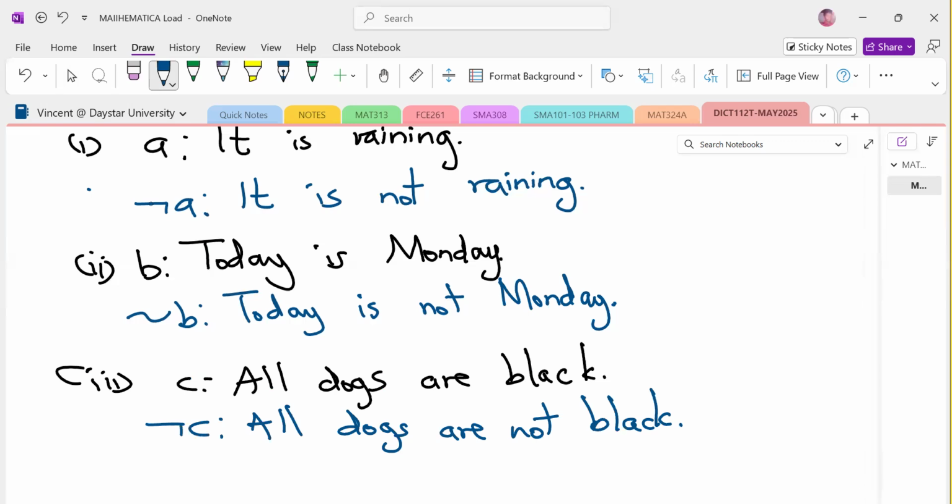And then you take the same structure to do negations of any other statement given to you. Just simply, a negation is a denial statement. So you are denying or you are giving the opposite of the statement given.